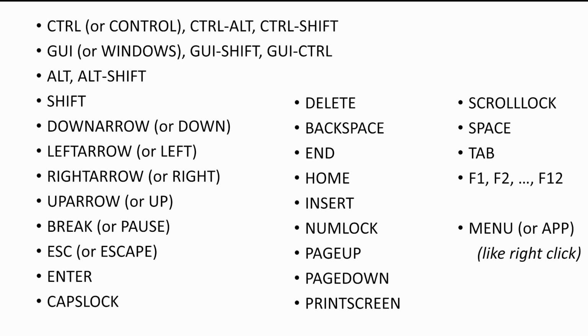However, Control Alt and Control Shift must be CTRL-ALT and CTRL-SHIFT. If you spell it out, it will not be recognized. GUI or WINDOWS can be used. However, it must be GUI-SHIFT and GUI-CONTROL. ALT and ALT-SHIFT. Again, the order matters, so it's not SHIFT-ALT, it's ALT-SHIFT. And then we have SHIFT, and then we have DOWN, LEFT, RIGHT, UP, PAUSE, ESCAPE, ENTER, CAPSLOCK.